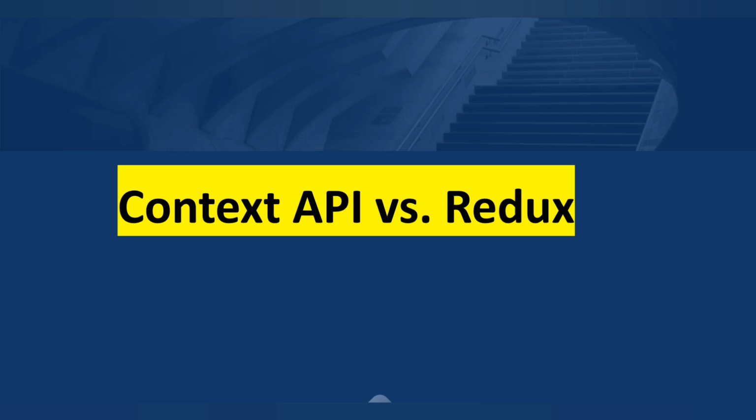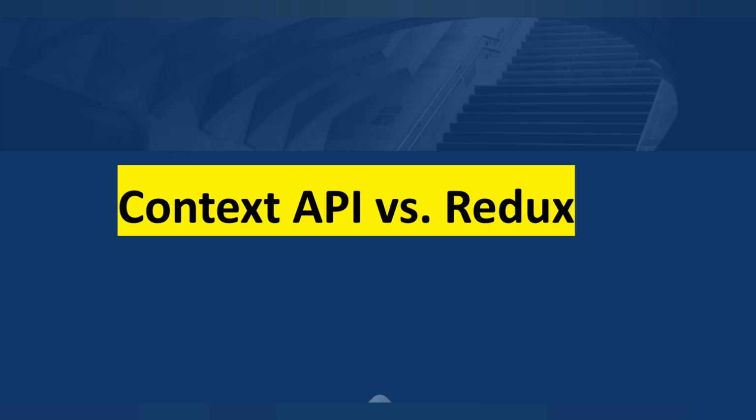Coming to performance in Redux, it is optimized for performance with features like memoization, which helps prevent unnecessary re-renders. Coming to debugging in Context API, debugging can be straightforward but may lack advanced tools. In Redux, debugging comes with powerful tools like Redux DevTools, which help you track changes over time.